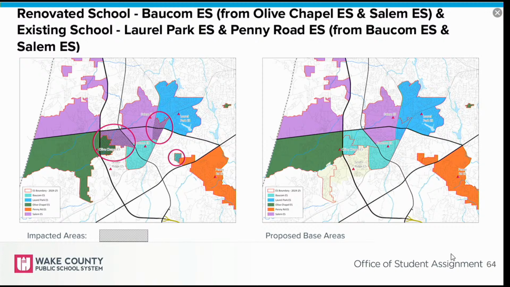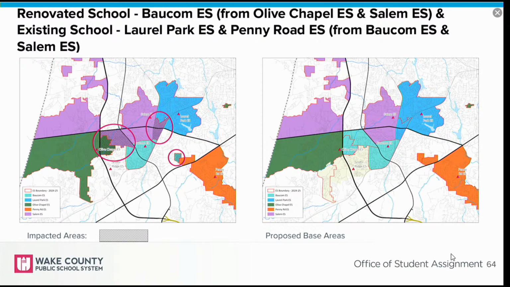So with Bauckham having the expanded capacity, the idea would be to give it a more stable base attendance area. So the recommendation would be to take this green highlighted portion from Olive Chapel, again, 64, 1, 540, 55. So this portion right here from the Olive Chapel base attendance area and align it to Bauckham Elementary, as well as to take this portion of the Salem Elementary base attendance area and align it to Bauckham Elementary.